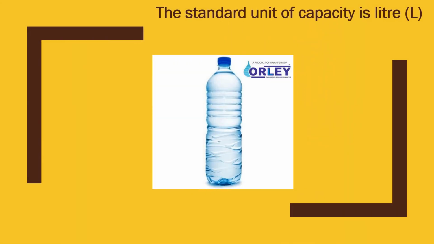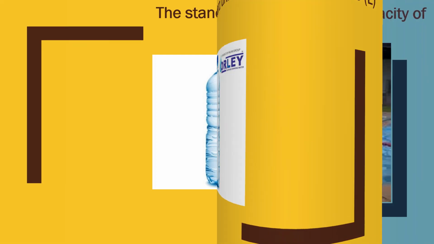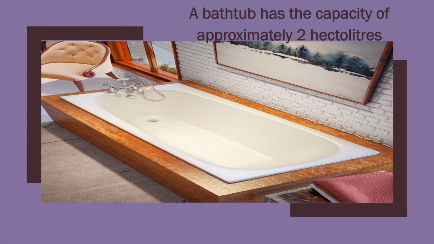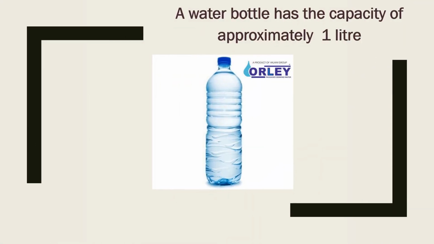Standard unit of capacity is liter. For example, this water bottle. The water bottle's capacity is approximately 1 liter. An Olympic size pool has the capacity of approximately 2500 kiloliter. A bathtub has the capacity of approximately 2 hectoliters. Water bottle has the capacity of approximately 1 liter, I already told you.